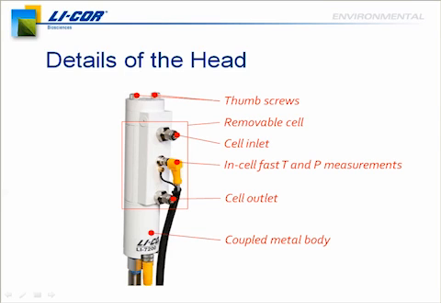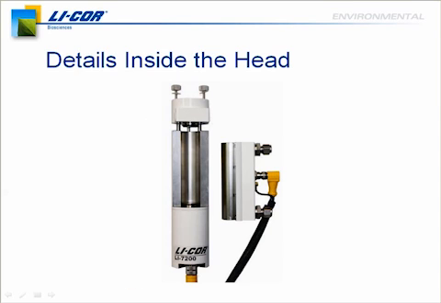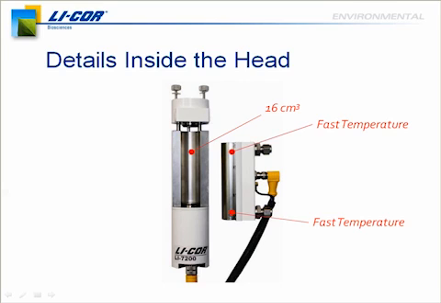Okay, I hope that answered your question, Martin. Moving back into the presentation here, I just wanted to point out a few other details about the cell. The volume inside is a small volume. It's 16 cubic centimeters. There's fast temperature on the inlet and the outlet, and fast pressure in the center. And the optics, of course, have low sensitivity to contamination.